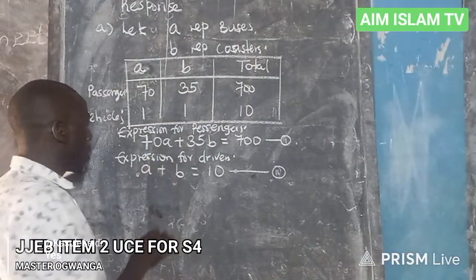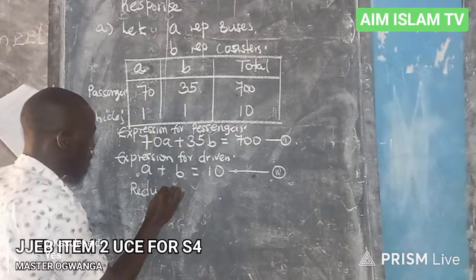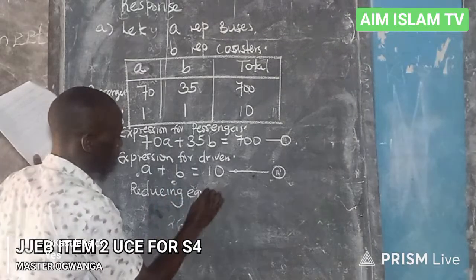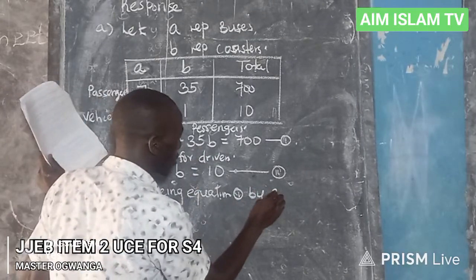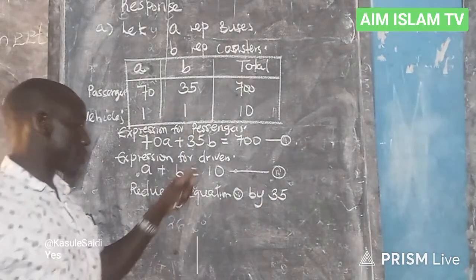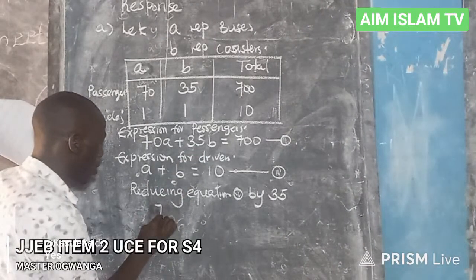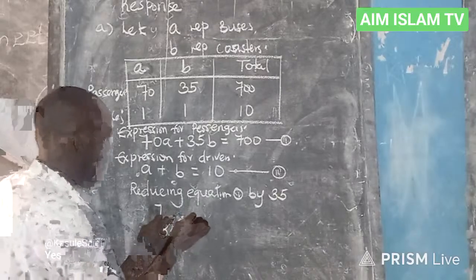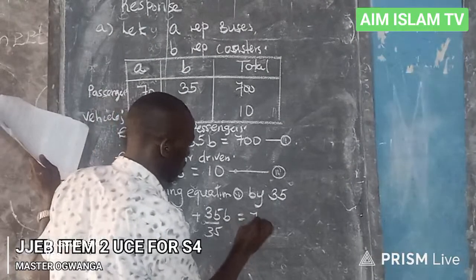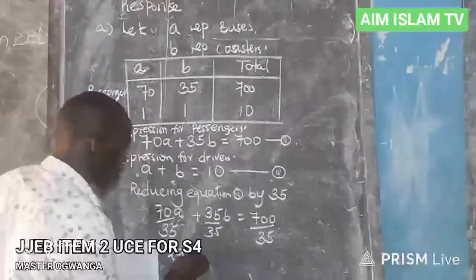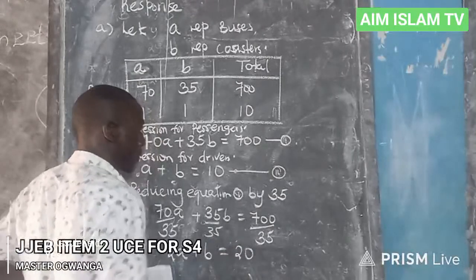So when I look at equation 1 and equation 2, I can first reduce equation 1 by 35. Dividing 70A by 35 gives 2A, plus 35B divided by 35 gives B. And 700 divided by 35 is 20. So this one here will be 2A plus B equals 20.